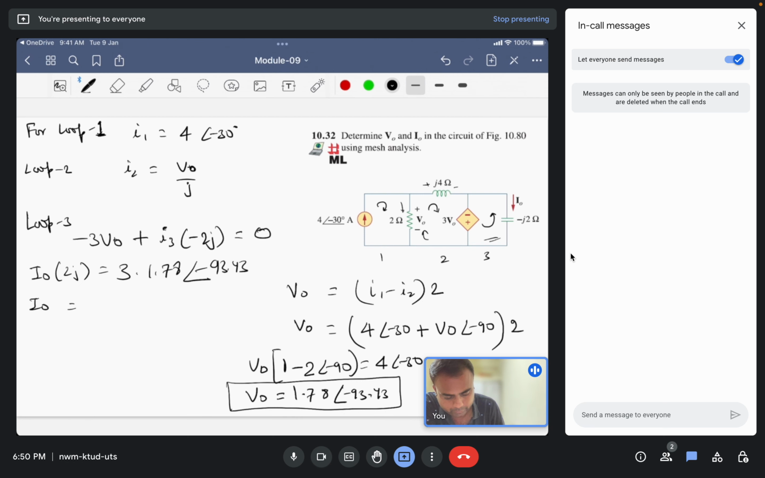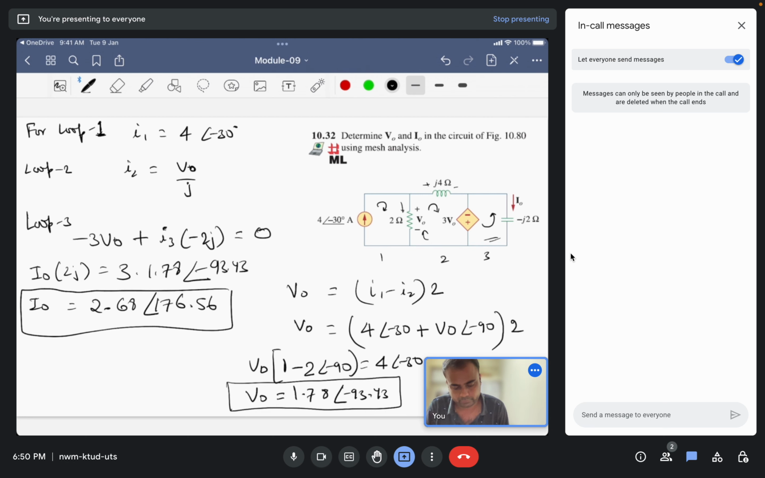So I0 will become 3 divided by 2j, so 2.68 angle 176.56. So this will be I naught. This is ampere and this is volt. So we have used mesh analysis to calculate I naught and V naught.